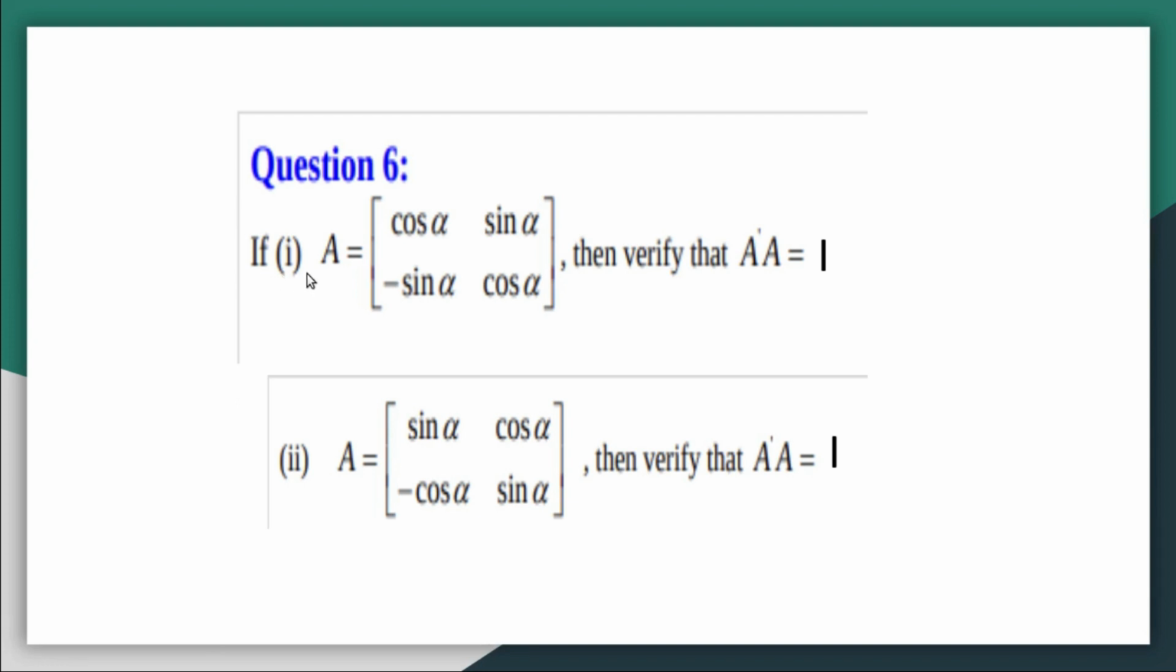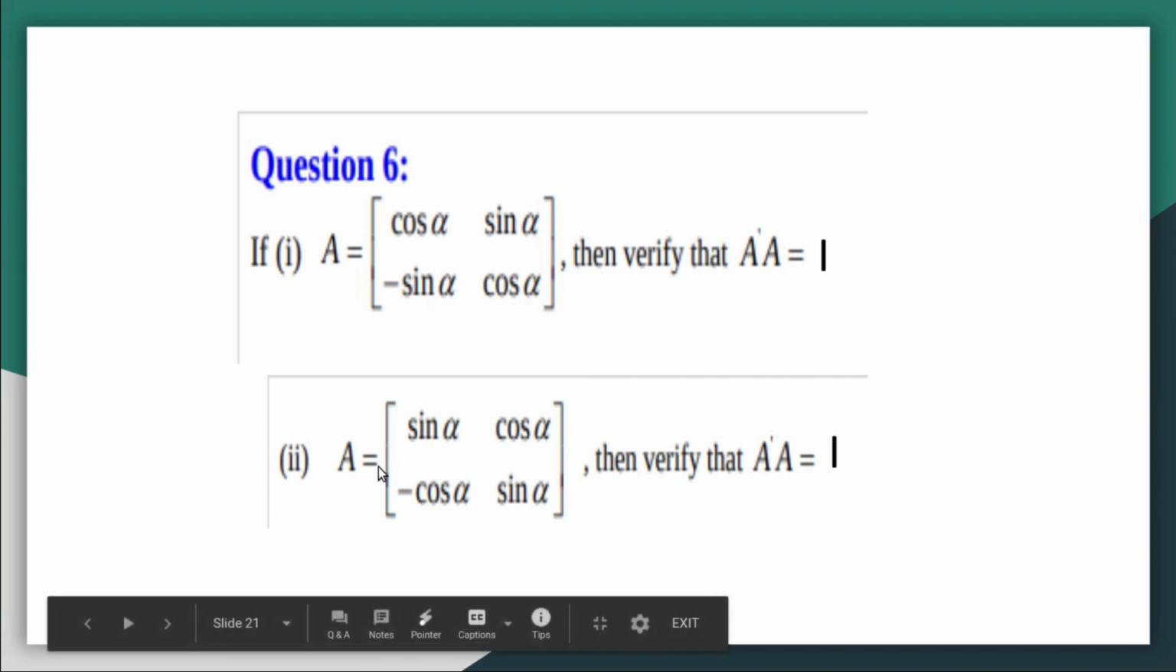If first one A equal to matrix cos alpha sin alpha minus sin alpha cos alpha, then verify that A transpose A equal to I, identity matrix. Second one A equal to matrix sin alpha cos alpha minus cos alpha sin alpha, then verify that A transpose into A equal to identity matrix I.